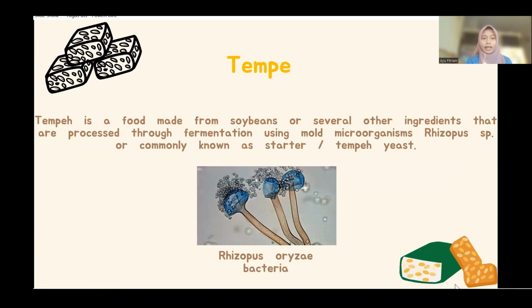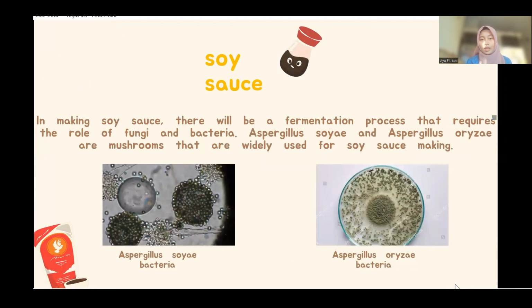Next, tempe. Who knows tempe? Tempe is a food made from soybeans or several other ingredients that are processed through fermentation, using microorganisms, Rhizopus, commonly known as ragi tempe. Soy sauce. In making soy sauce, there is a fermentation process that involves the role of fungi and bacteria. Aspergillus soyae and Aspergillus oryzae are mushrooms that are widely used for soy sauce making.